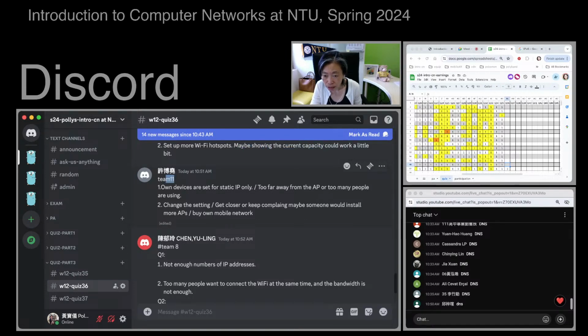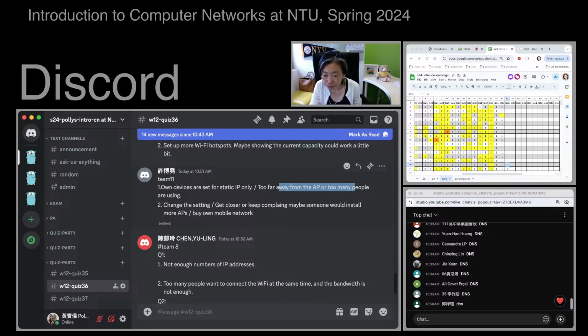Team 11, devices set for static IP only. Okay, maybe your device is set to use static IP. Of course, then if you go to a different subnet, you couldn't connect. Too far away from the AP, or maybe the network. Interesting. Yeah, so I guess you meant that if you're configuring a fixed IP and you move to another network, then you need to reconfigure your device so that it will dynamically use DHCP to connect, right? Interesting point. So maybe the reason the user couldn't connect at all is the user's own setting, okay, on the phone or on the laptop.